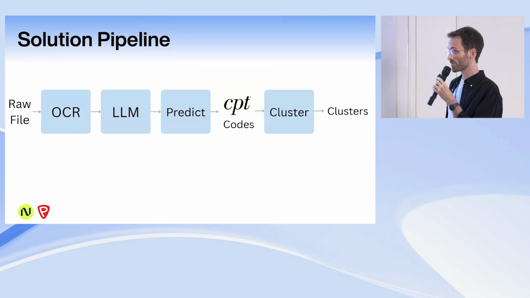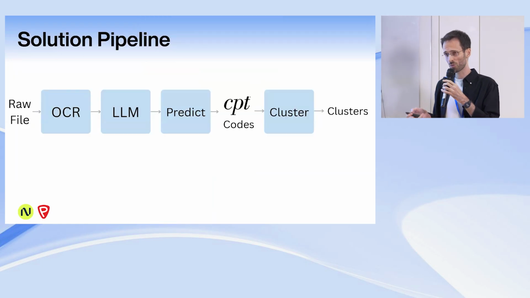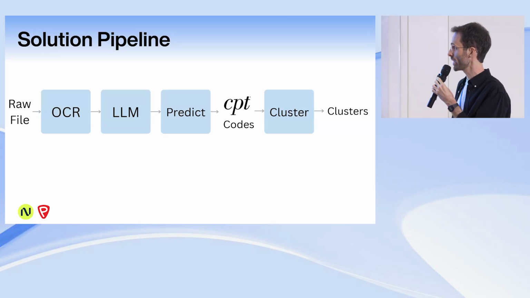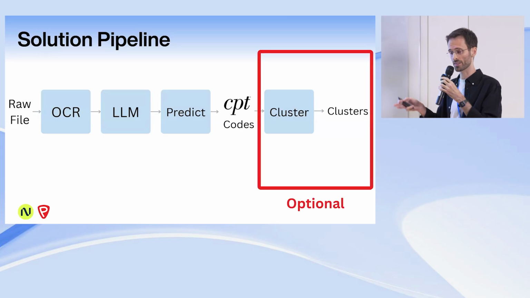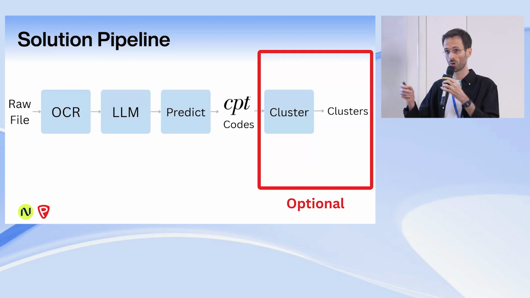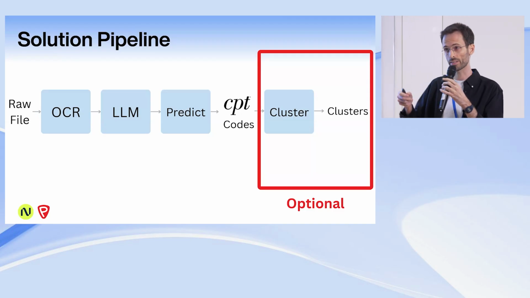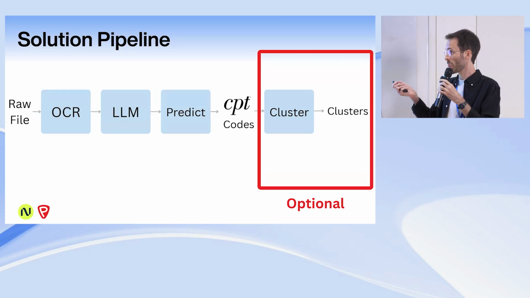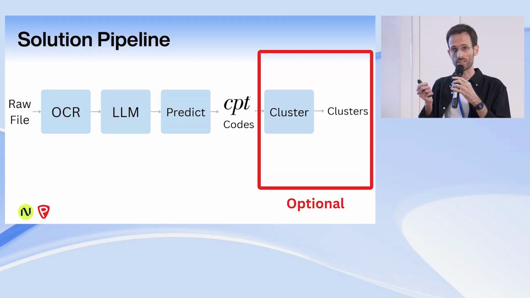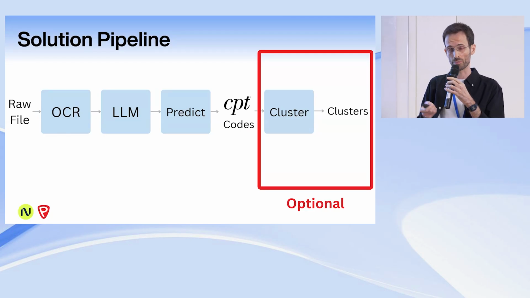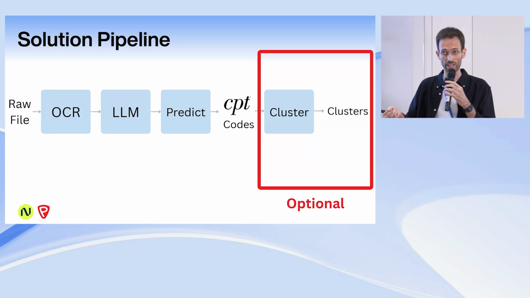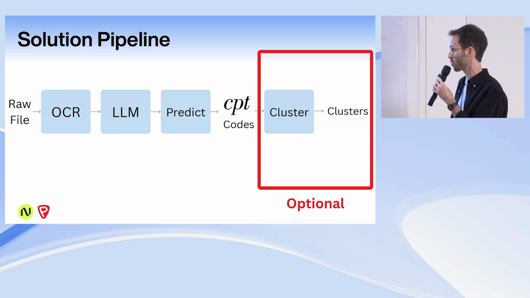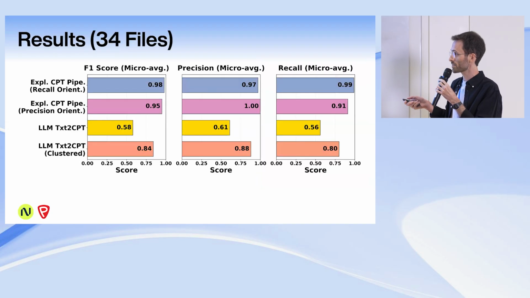So the solution we developed is somewhat similar, although here we only used an LLM, and we also have an optional step for predicting more coarse level, higher level, instead of explicit CPT codes. And this is because the CPT codes themselves are extremely specific, and sometimes the text provided in the document does not have enough information. So let's see our results.